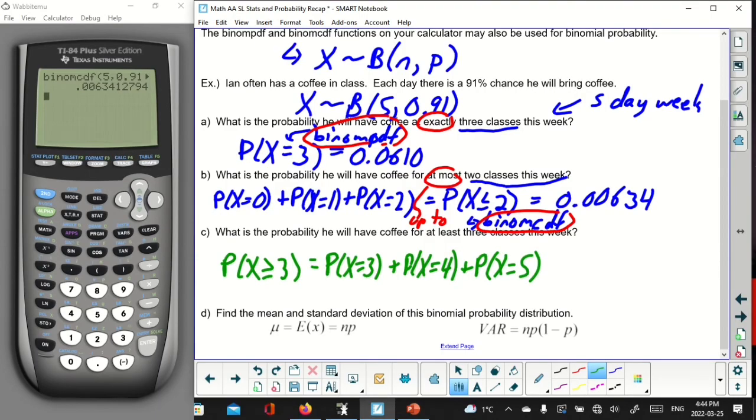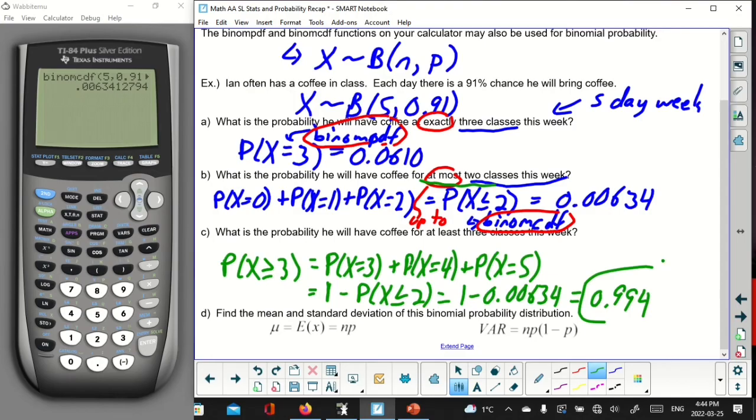Binom CDF won't do this directly for me, but the slickest thing that you can do is say 3 or more is the complement of 2 or fewer. So this was a situation up here, 2 or fewer. 3 or more will just be 1 minus the probability of 2 or fewer. And we already found that. It was 0.634. When I subtract them out, I'll get 0.994, I think. Yeah. Very likely that Ian will have coffee at least 3 classes.